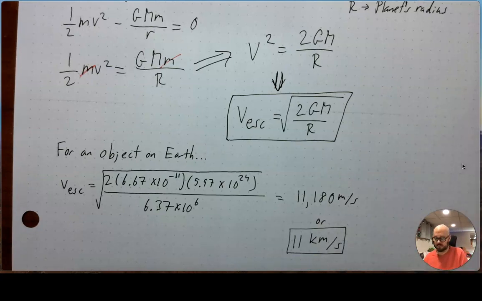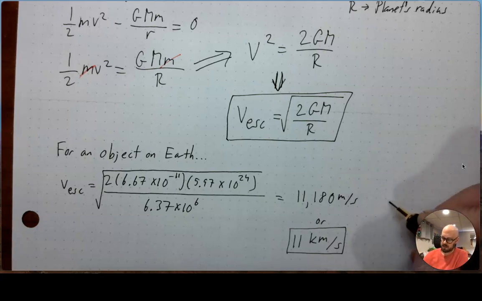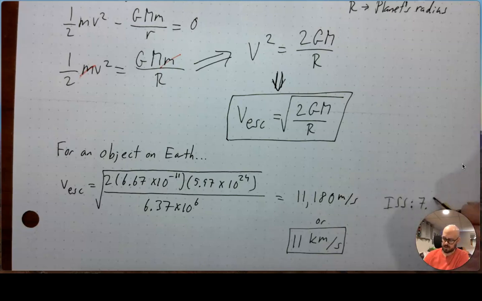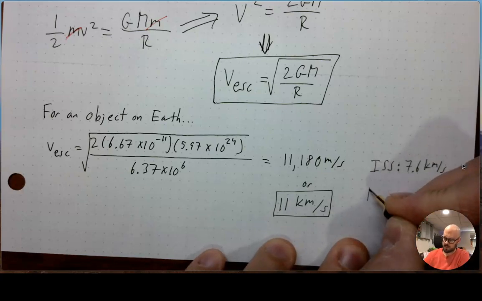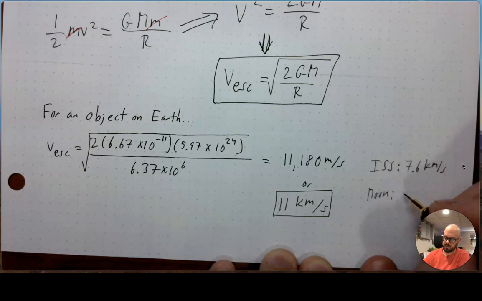Now, that's pretty fast, right? To put that in perspective, the International Space Station has a speed of about 7.5 kilometers per second. So it's going really fast, but it's not fast enough to leave the orbit of Earth and escape. If you go out to the moon, the velocity of the moon is a little bit over 1 kilometer per second.